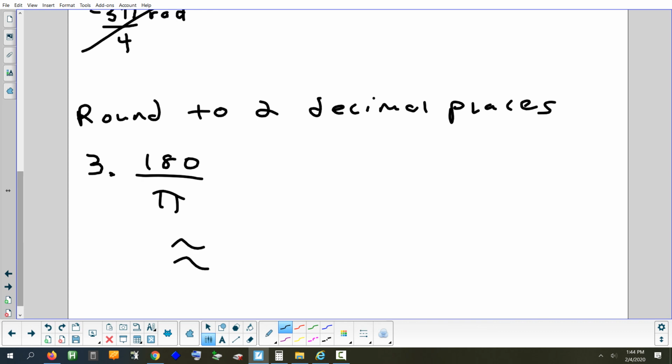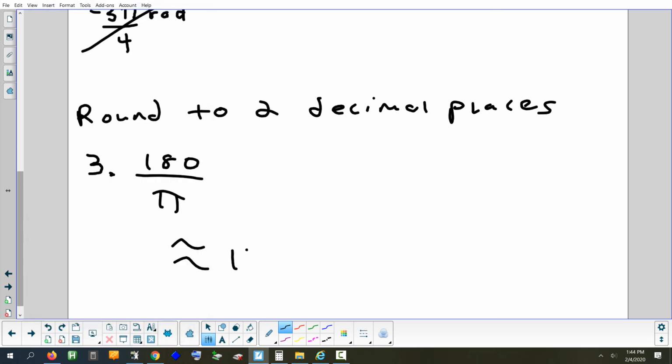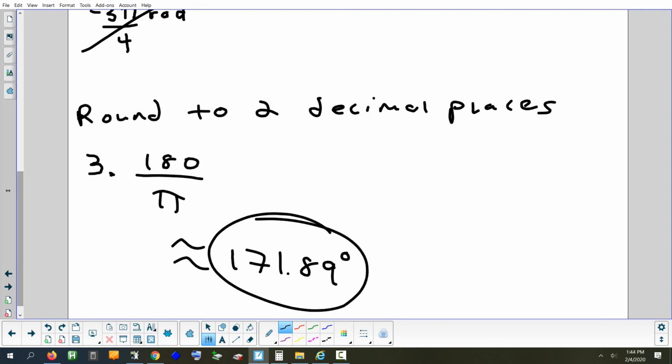Now, this time I'm just gonna put approximately equal to because this is gonna be rounded. So if you do 3 times 180, you're gonna get 540. Now I'm going to take 540 and I'm going to hit divided by and use the pi button. Divided by pi. And that's the way I want you to do it. I get 171.89. And that's degrees. Should have a degree symbol.